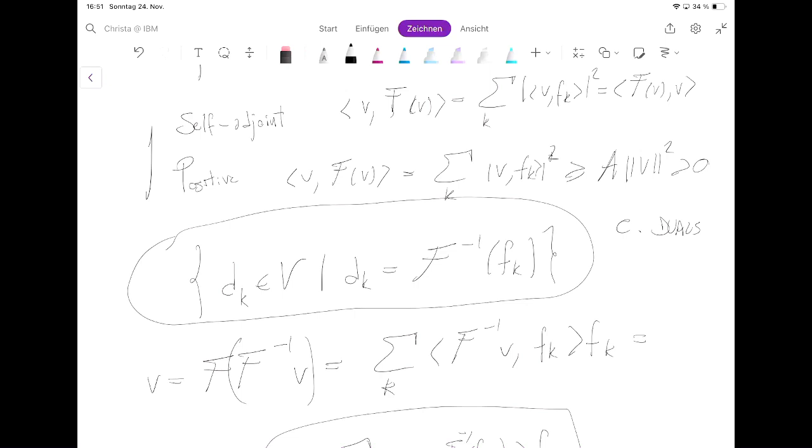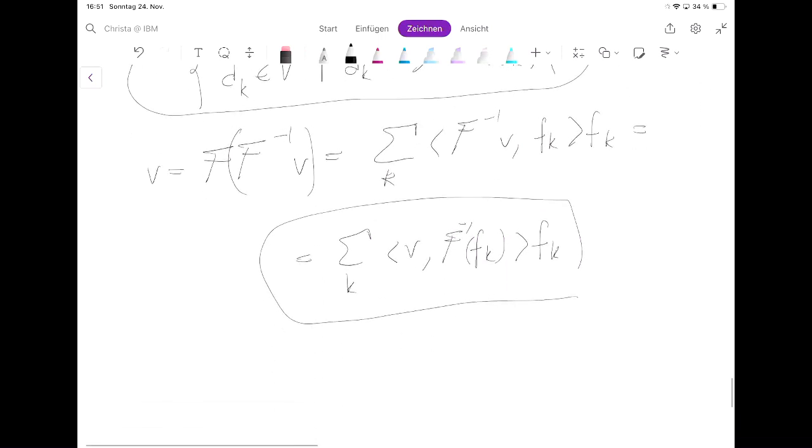This is precisely the one that is unique if Fk is minimally complete. If it's not, then this is one possible dual frame that you can always construct, but it's not the only one. There are infinitely many.